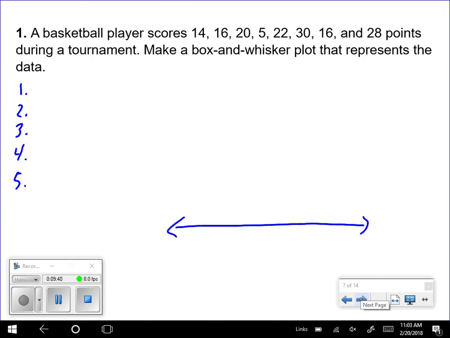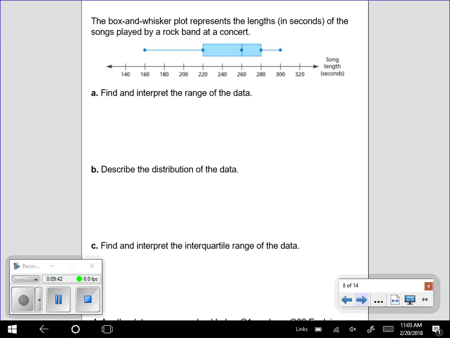All right, the last thing we want to be able to do is interpret the data when we're given a box and whisker plot. So the first question, A, says find and interpret the range. Well, look at your box and whisker plot. This is the greatest, this is the least. If we're finding the range, we take the greatest minus the least. So 300 minus 160 would give us 140.